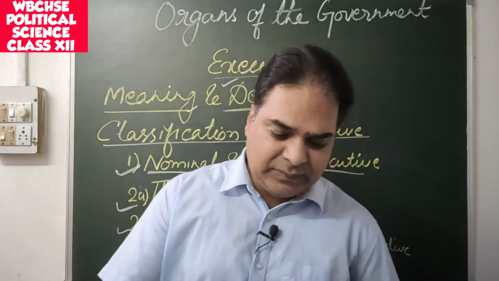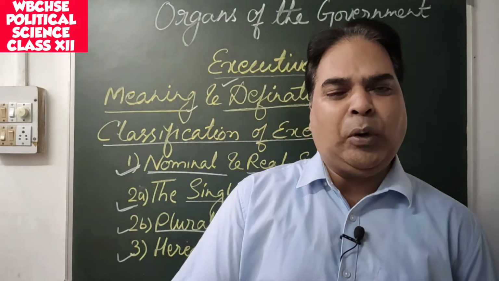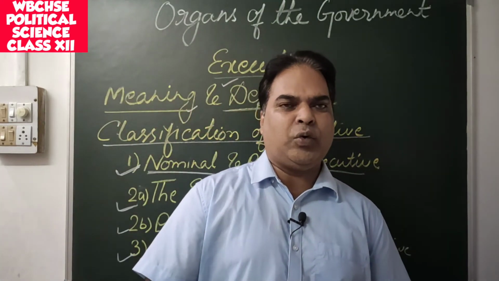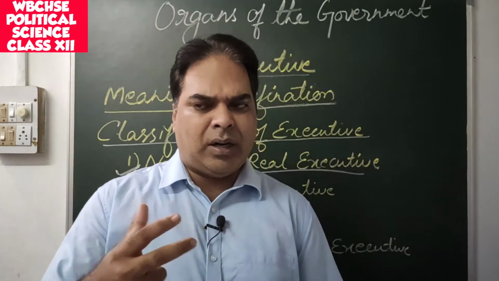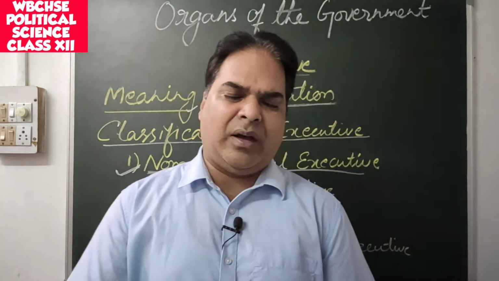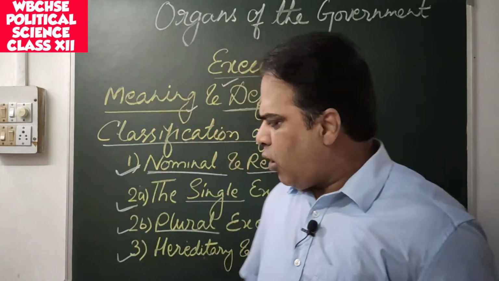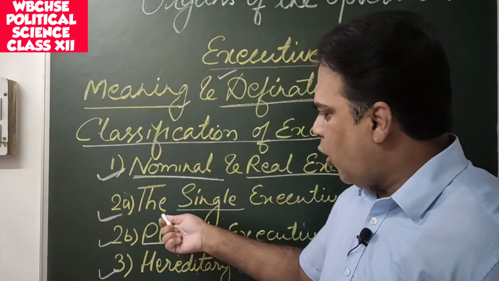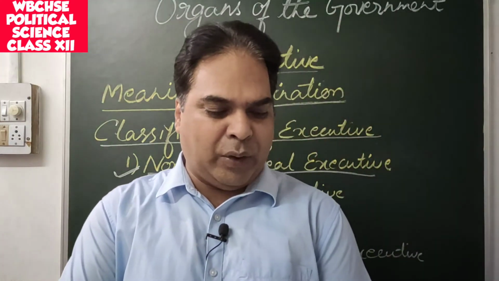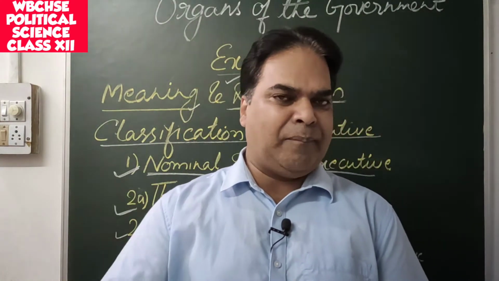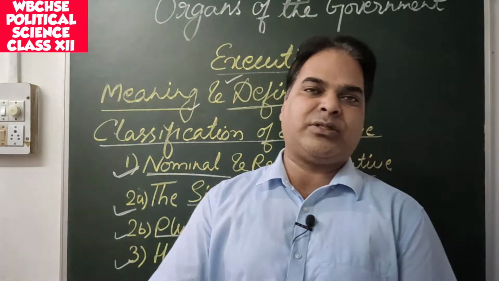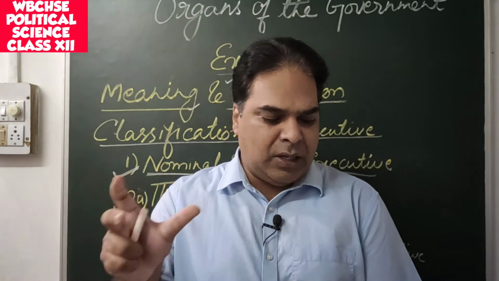Now the next one we have is plural executive. Plural means more than one. When there are two or more people together, or a number of people in one group, that can be called a plural executive. So the opposite of a single executive is the plural executive. In a plural system, my dear, the real power is vested in the hands of equals. A lot of people are there, so equals.